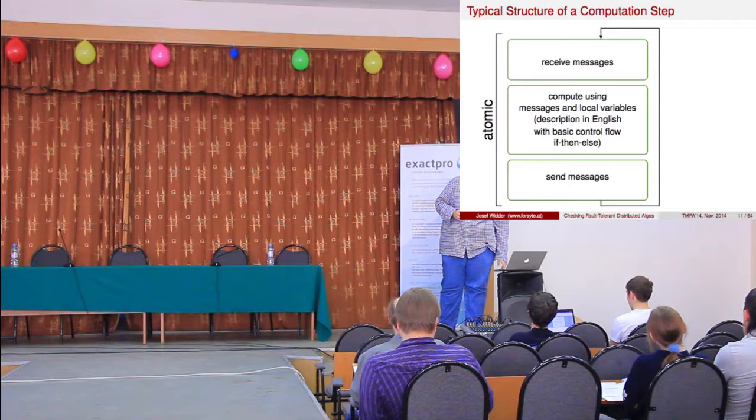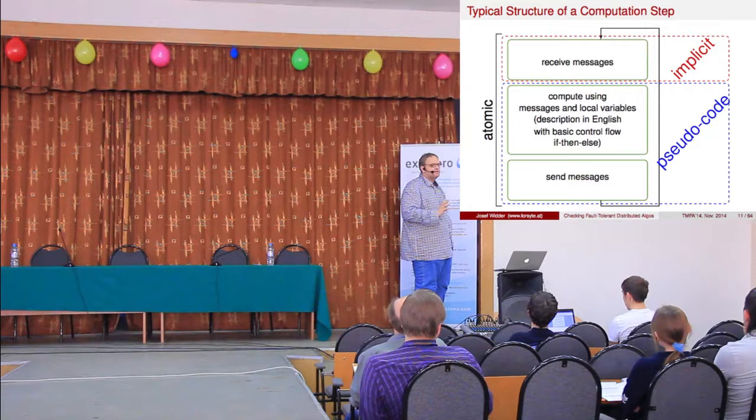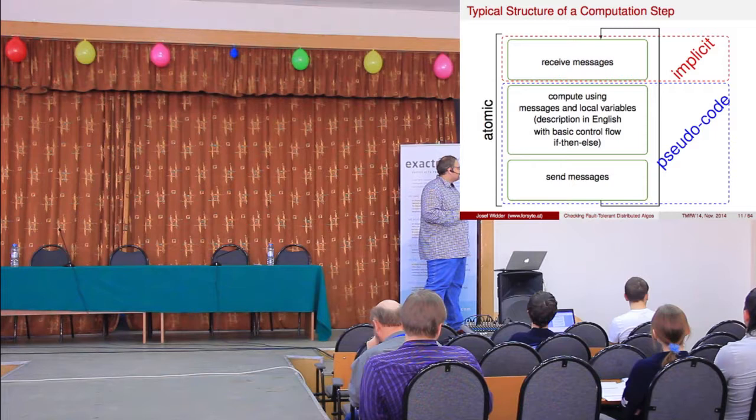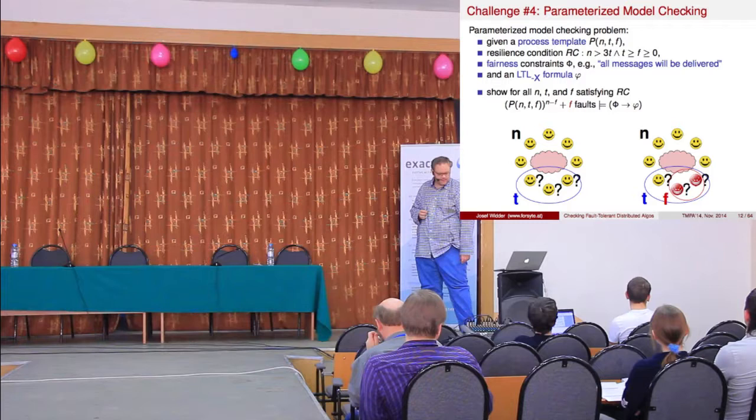And for the modeling, what we have to understand is that receiving is typically implicit. We don't know how it's received. It's even worse. We don't know how the data structure looks like, right? You receive a message, you put it in some data structure, most likely in a real program, you don't know how it looks like. It's very, very informal. And the other steps are in pseudocode, and we have to formalize this. So this is a challenge, this formalization.